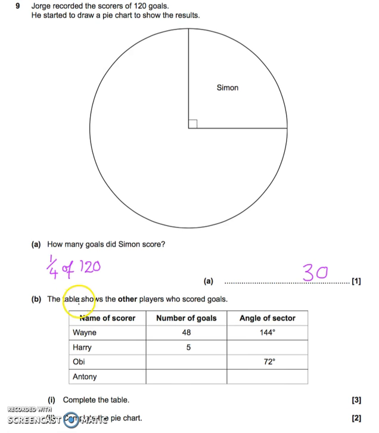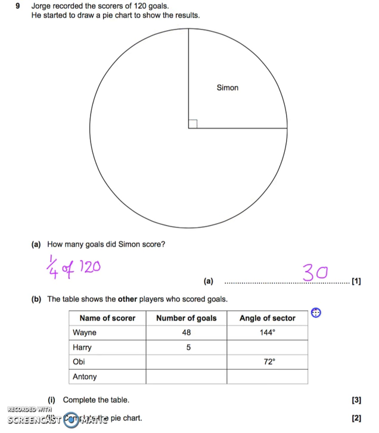B, the table shows the other players who scored goals. Wayne, who must be very good, has scored 48 goals, and his angle of the sector of the pie is 144 degrees. Now, we could use Wayne's information here because we've got both things to work out how many degrees it is per goal. You could use the total number of degrees in a pie chart and divide it by the number of goals. So I'm gonna use that.